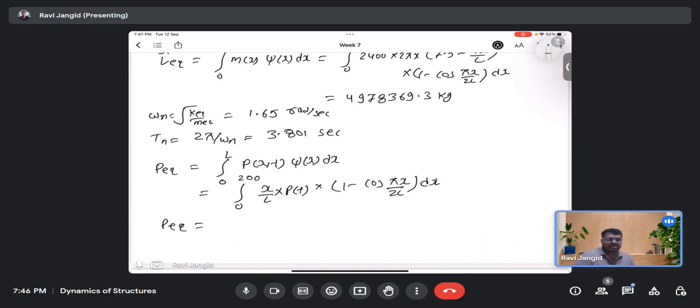Can you give me the P equivalent? If you do the integral, I am getting it as 53.73 pt. Okay. So now I need to calculate the pt.